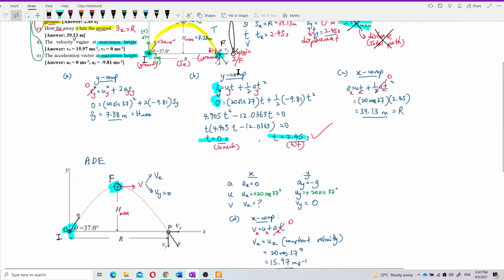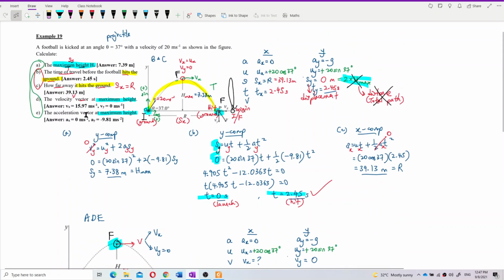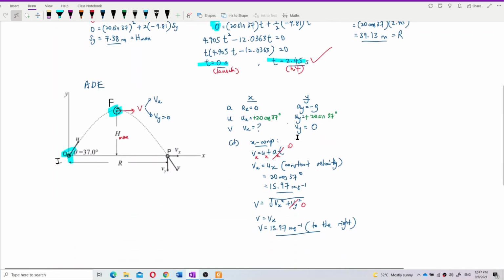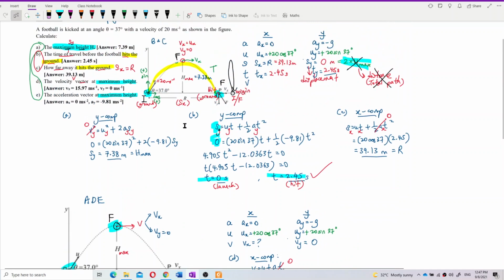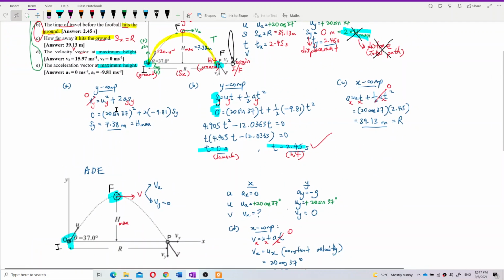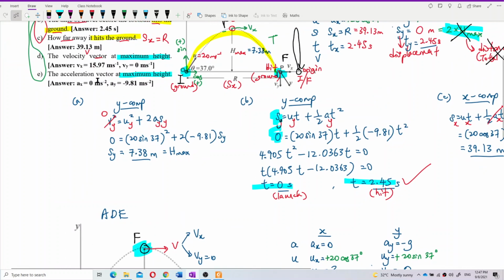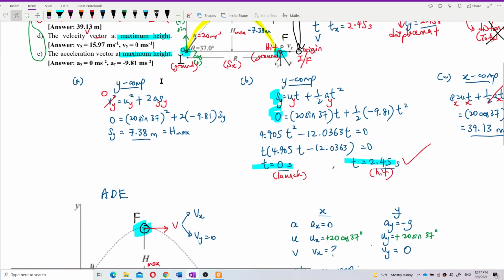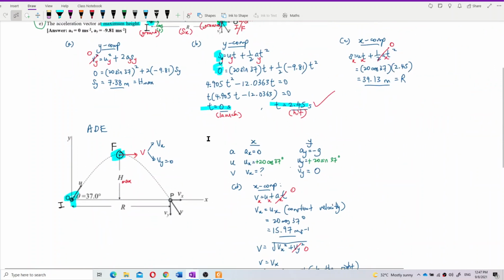Is that answer correct? 15.97, to the right. Velocity vector, yes, that's correct. Vx equals 15.97 meters per second, and Vy is 0. Okay, now next is, what is the acceleration vector at maximum height?